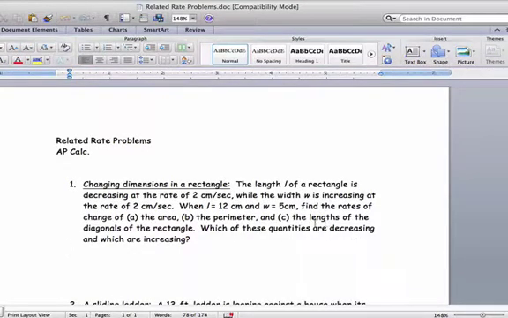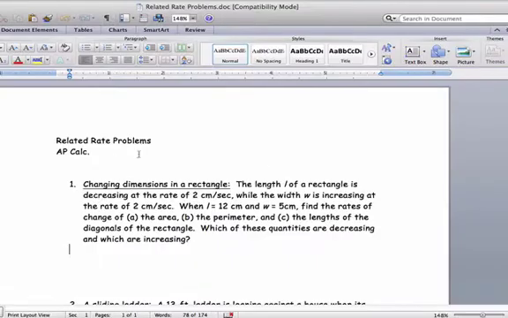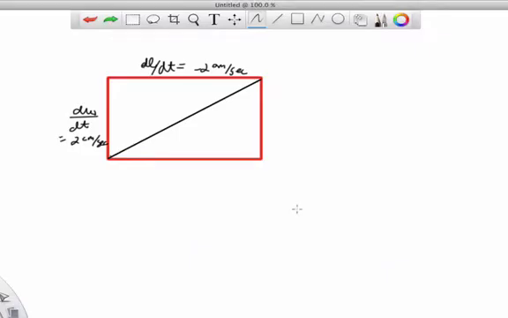See the last part of this problem. So the setup is exactly the same in terms of the length is decreasing at a rate of 2 centimeters per second, width is increasing at a rate of 2 centimeters per second, and now in this one we want to know what's happening with the lengths of the diagonals when L is 12 and W is 5. So that's our find when statement, and then we just need to come up with really what the equation is going to be.